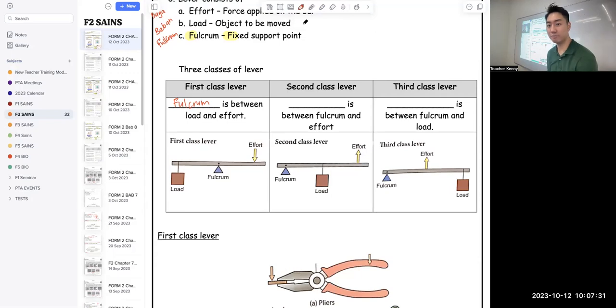Second class. Very easy to remember. Who is in the middle? Look at the keyword. First class, F. So, fulcrum in the middle. Second class.